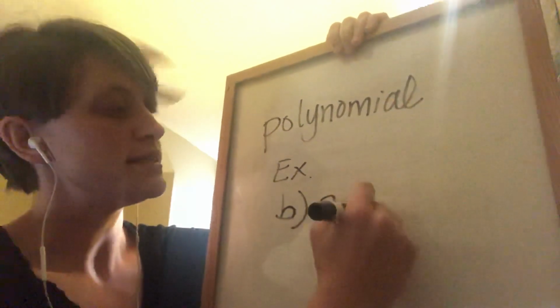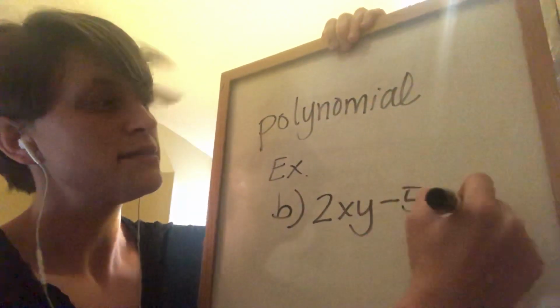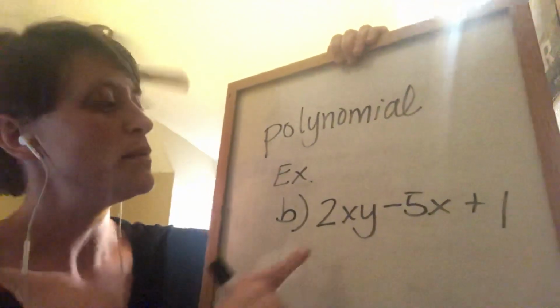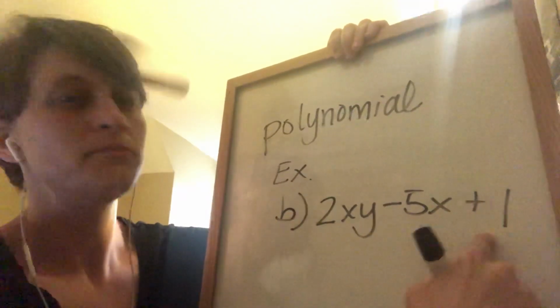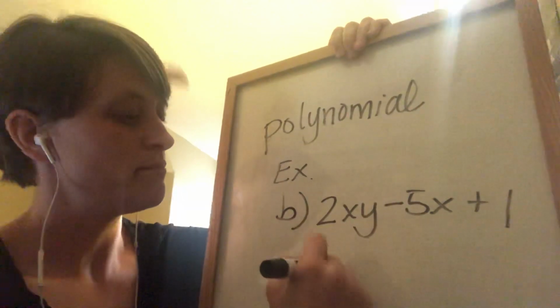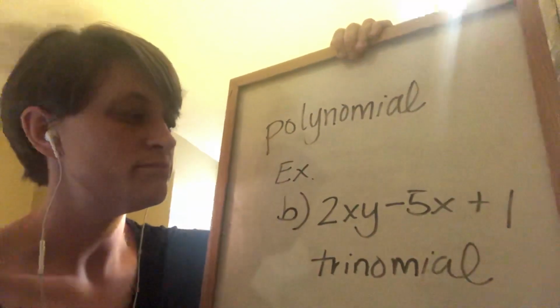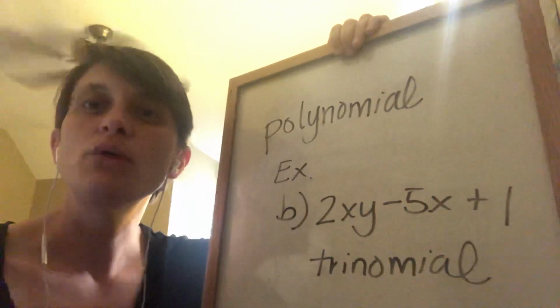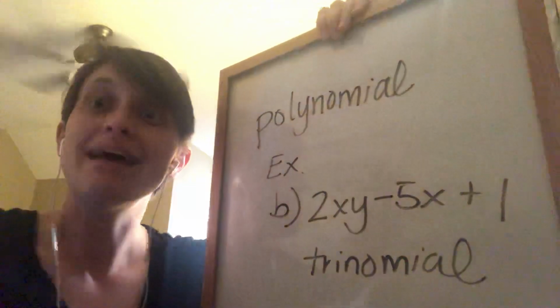So as another example, 2xy minus 5x plus 1. Well, we'd look at all the terms we have. Term, term, term. That's three of them. So it's a trinomial. Okay, and in the next video, we'll start to look at polynomials in just one variable and then how we add and subtract them.